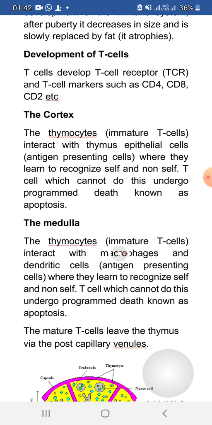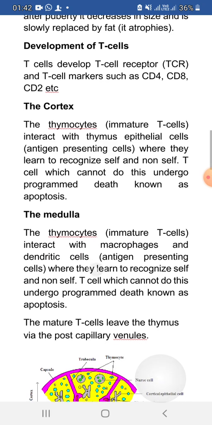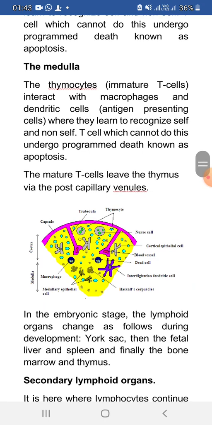The same process occurs in the medulla, but here the antigen presenting cells are macrophages and dendritic cells. The mature T cells then leave the thymus.